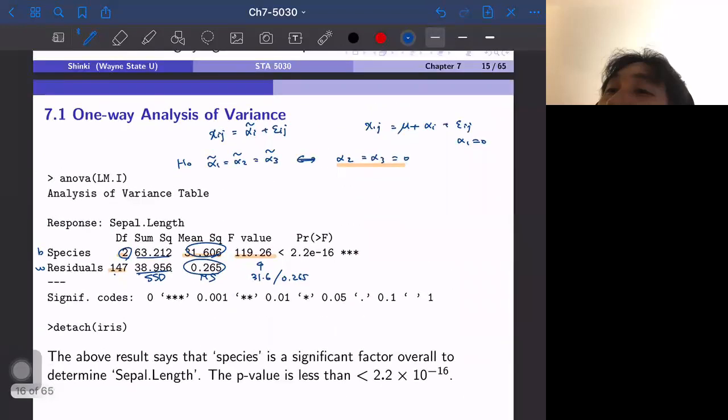So this is how to implement the one-way layout in the R language. Basically, we use the same function, the lm function. Then after that, we can use the anova function to do the F test.